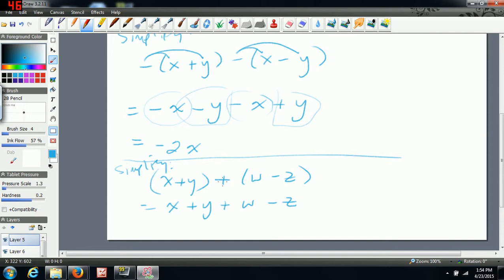And the reason for that is positive w times positive w is positive w, and positive w times negative z is negative z, okay? And then at that point, you would see if you have any like terms. And in this case, none of these are like terms. So because none of them are like terms, you cannot add them. So that would be your final answer there. Okay? So let's try a few more examples.